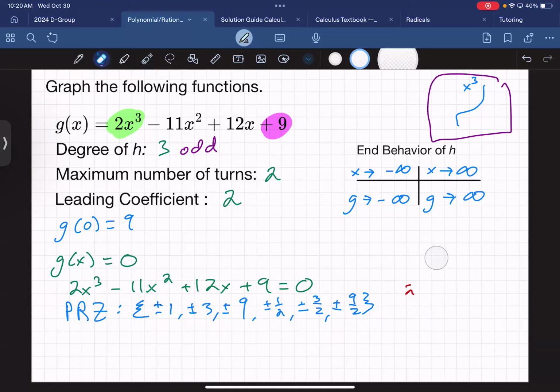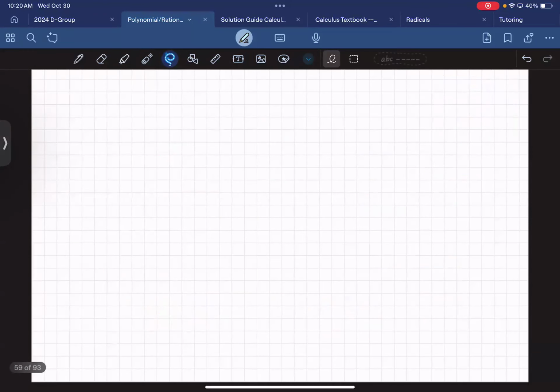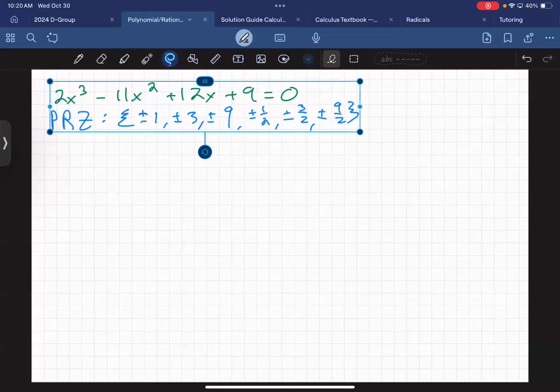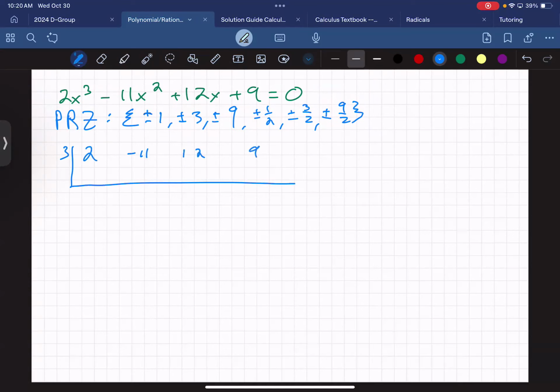So we want to take these values and we want to take our function and say, hey, let's go do our guess and check now. So let's go over here and do some synthetic division. All right, so what number does someone want to start with? All right, so just throwing it in there, right? I'm choosing to start with 3.